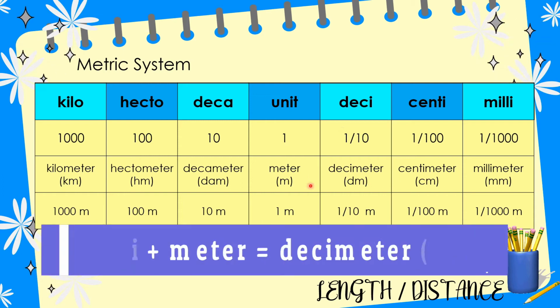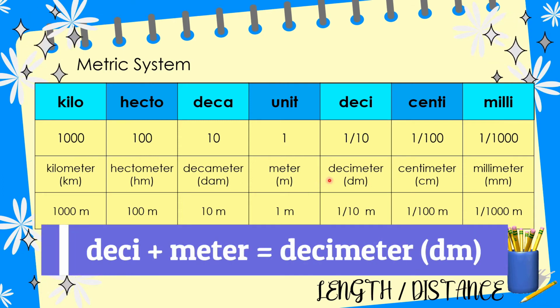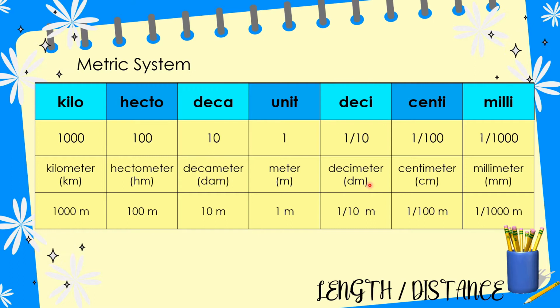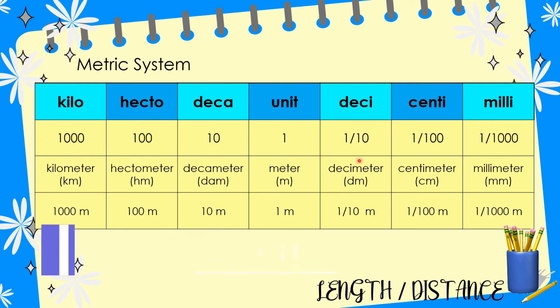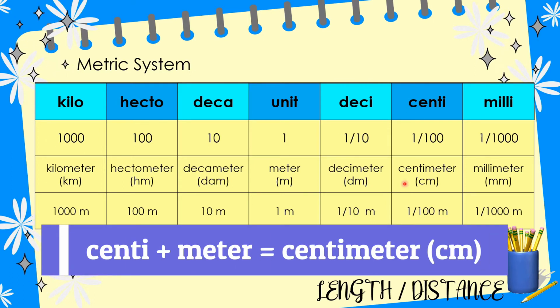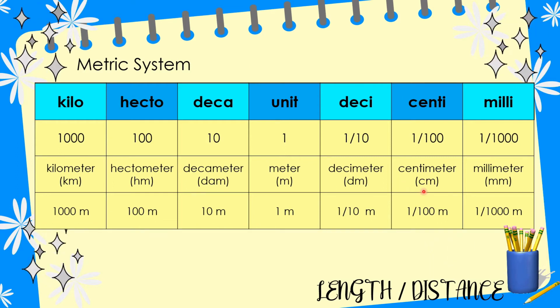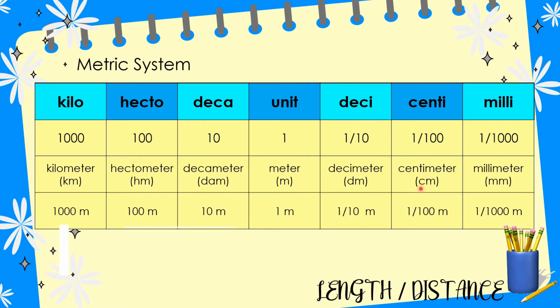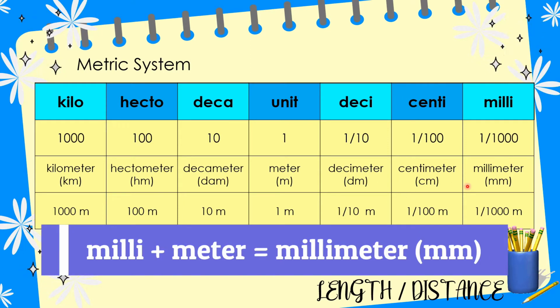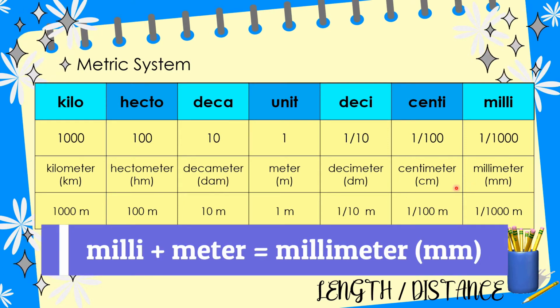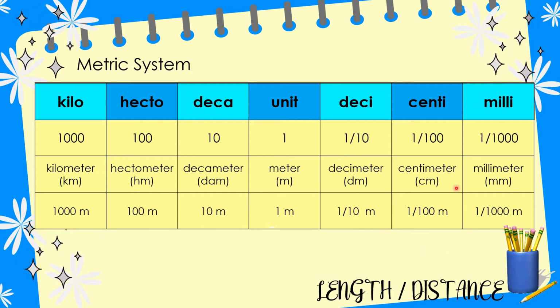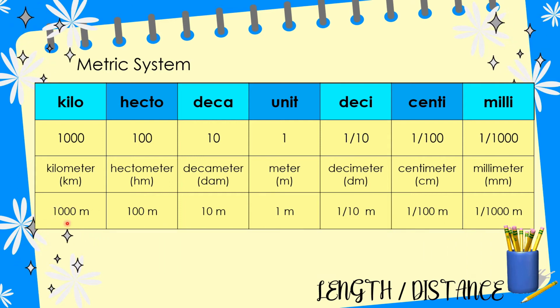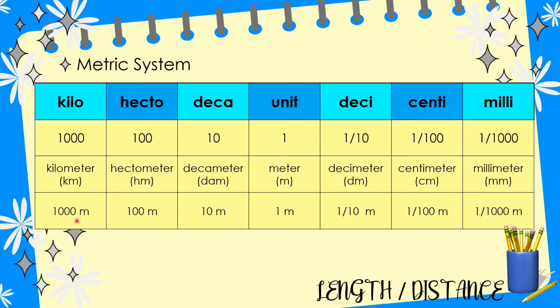Deci plus the base unit meter, makakabuo tayo ng decimeter, dm in short. Centi plus meter, centimeter naman yung nabuo natin. cm naman ang abbreviation niya. Milli plus the base unit, which is meter, is equal to millimeter at ang abbreviation niya is dalawang small letter m. Ngayon, saan naman nakuha yung 1,000 tsaka yung meter?